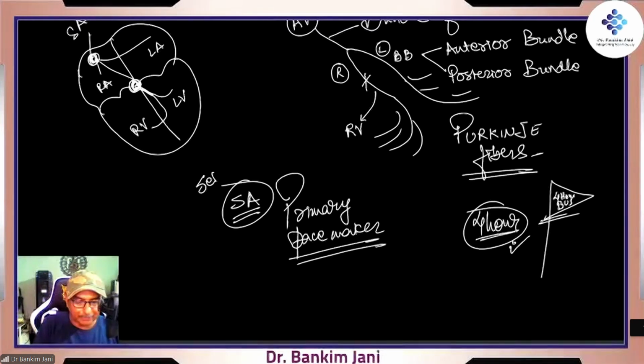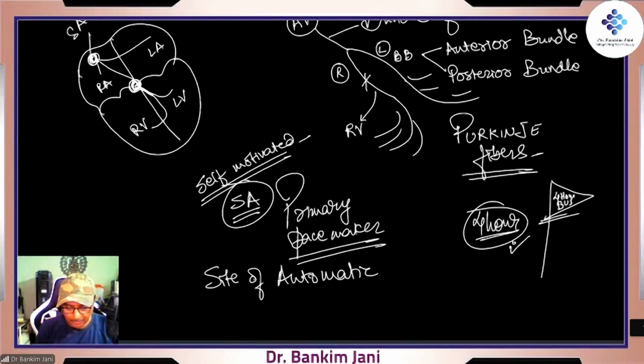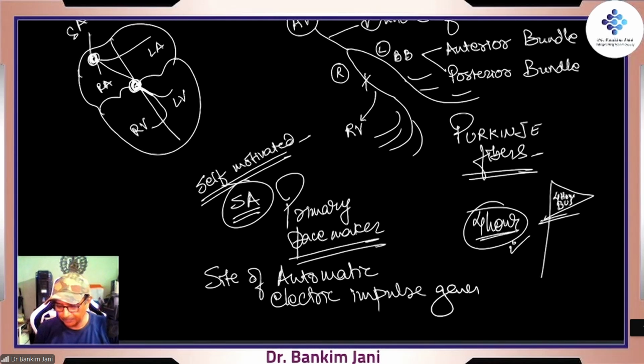They are self-motivated. When we say self-motivated, that means they won't need any impulse to trigger. There is no impulse needed. They generate the impulse by themselves. So that's why they are the primary pacemaker. That means they are the site of automatic electric impulse generator. So this is what it is.